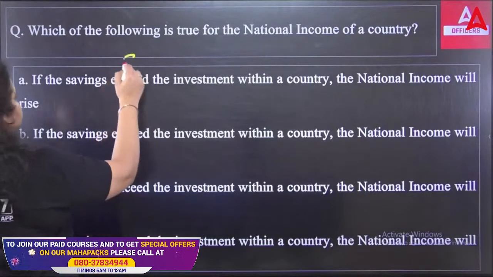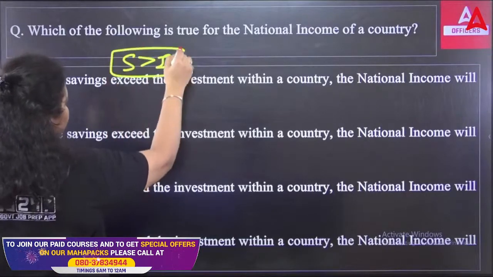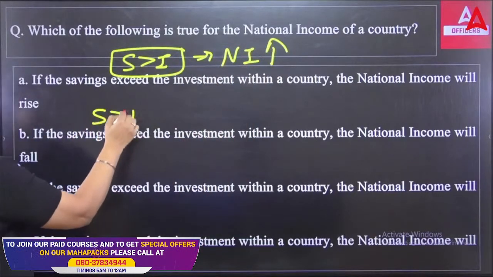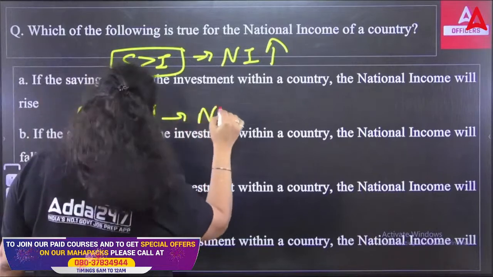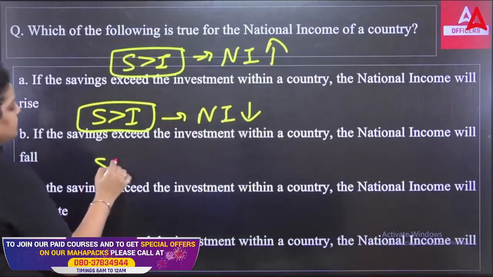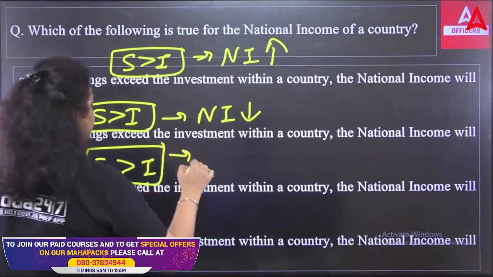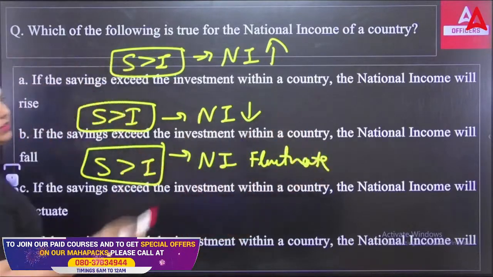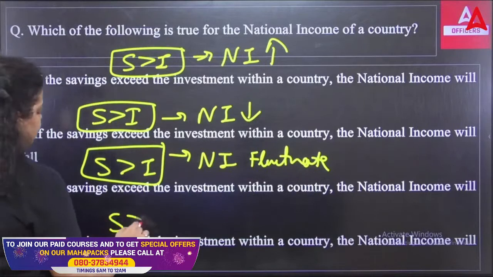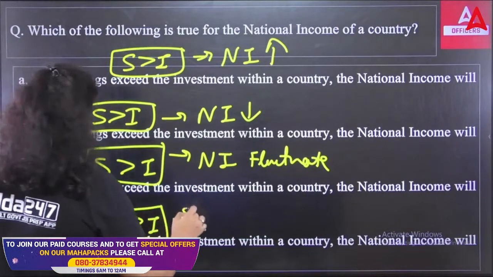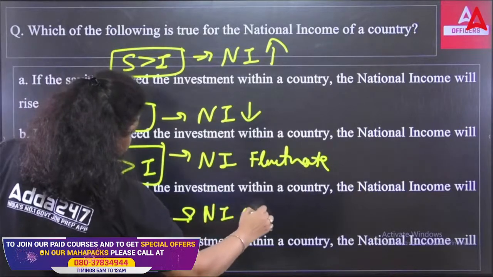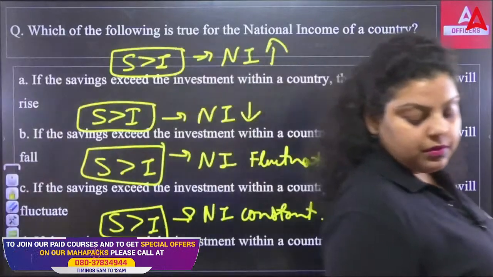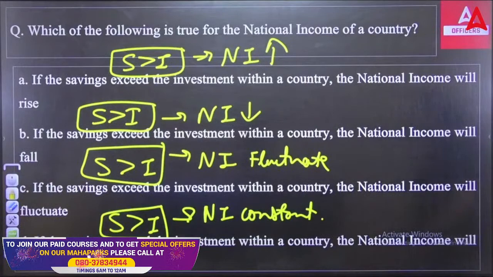So first is saying savings exceeding investment, because of that national income increases. Second is saying savings exceeding investment, because of that national income falls. Third is saying savings exceeding investment will somehow fluctuate the national income, but how it will fluctuate, we do not know. It might increase, it might decrease. And the fourth one is saying savings exceed investment, national income has no changes. It means national income will remain constant. So which of the following is a correct statement?